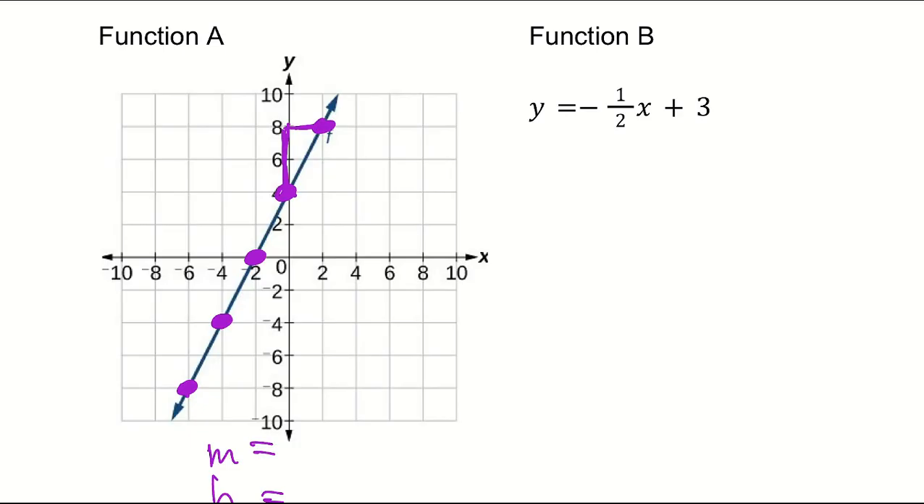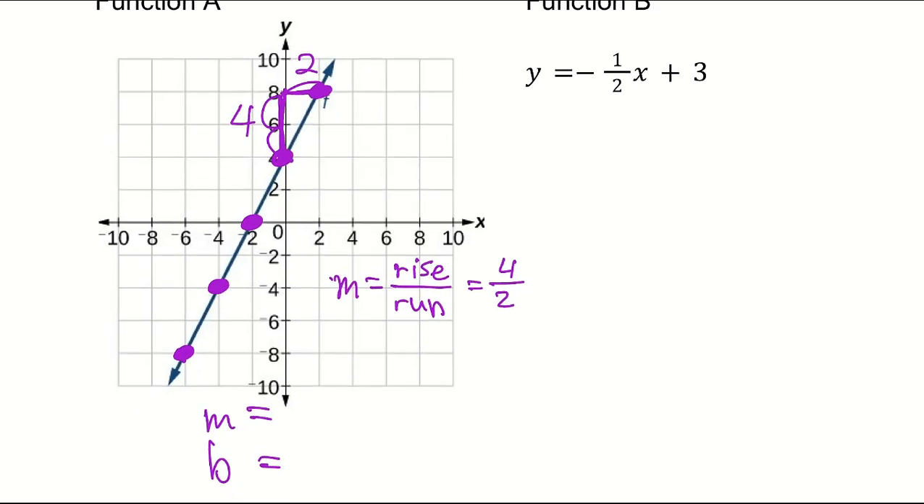So 2, 4 right here, your rise is 4, your run is 2 here. So the slope is rise over run, which in this case is 4 over 2, which means my slope is 2. The y-intercept is where our line crosses the y-axis, and in this case, that would be at 4.